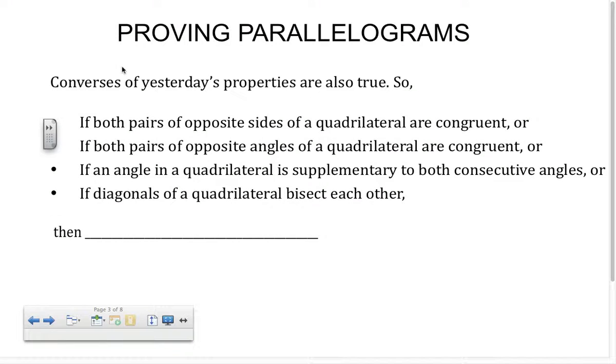Gentlemen and ladies, shh. On your tracking sheet, you see this skill as proving that a quadrilateral is a parallelogram. In your notes, it's entitled Proving Parallelograms. Yes, we are talking about the same thing.